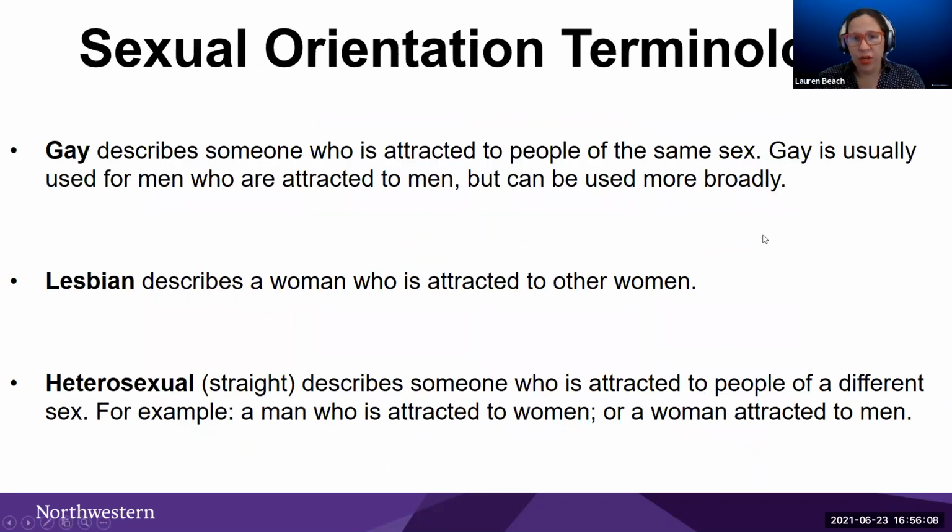Okay, so more terminology. Gay describes someone who's attracted to people of the same sex. Gay is usually used to mean men who are attracted to other men, but it can be used more broadly. Sometimes it's used by women to say that they have same sex attraction, same gender attraction, etc. as well. And lesbian is also used to describe typically a woman who is attracted to other women. And then heterosexual or straight is describing somebody who is attracted to people of a different sex. So a man who's attracted to women or a woman who is attracted to men is typically how those terms get used.